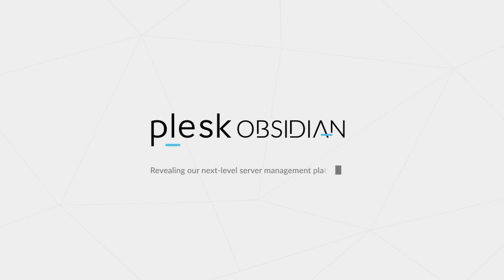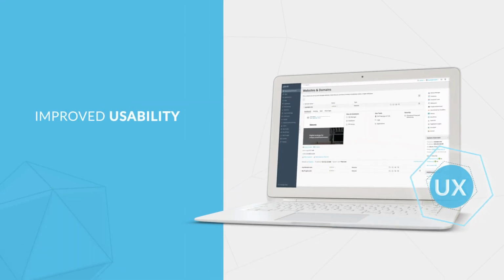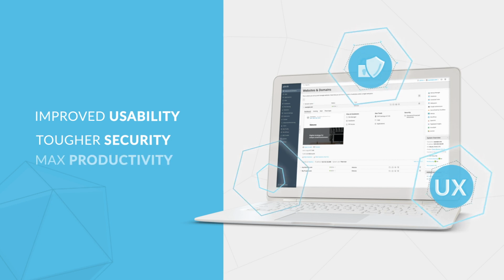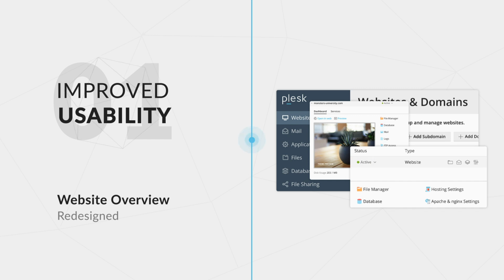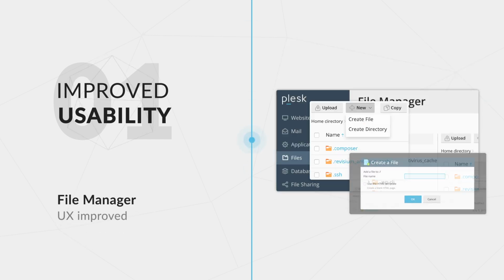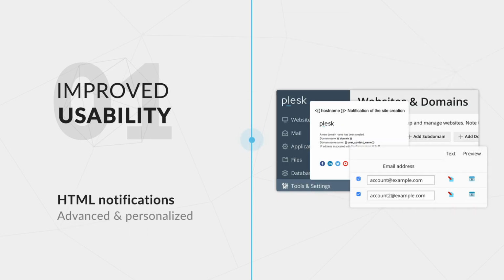From Onyx to Obsidian, Plesk has evolved, helping you reach your business goals faster, improved usability and experience, tougher security and monitoring, and tools for maximum productivity. First, you'll enter a smoother, faster Plesk experience, where website overview is more comfortable, file manager improved, and personalized HTML notifications always keep you in control.